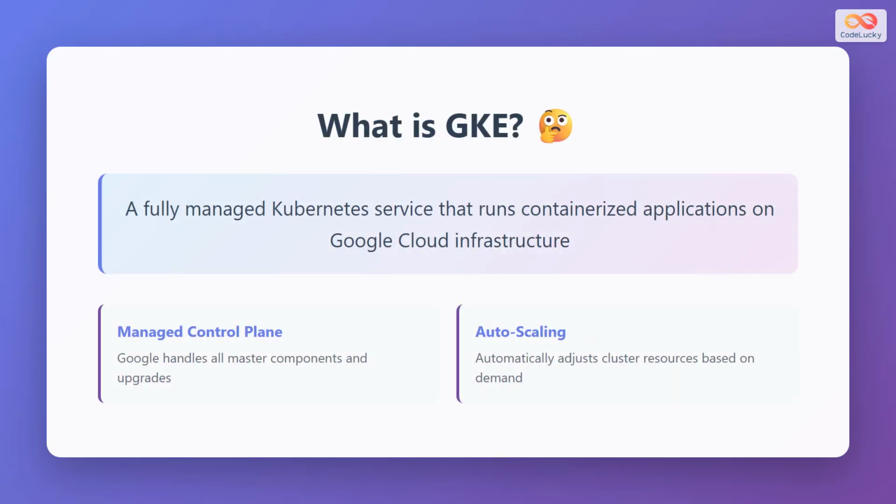Google Kubernetes Engine is a fully managed Kubernetes service that runs your containerized applications on Google Cloud infrastructure. What makes it managed is that Google handles all the complex control plane components and system upgrades for you. This means you don't need to worry about maintaining the Kubernetes master nodes or ensuring they're highly available. GKE also provides auto-scaling capabilities, which means it can automatically adjust your cluster resources based on the actual demand of your applications. This helps optimize both performance and costs by scaling up when you need more resources and scaling down when demand decreases.